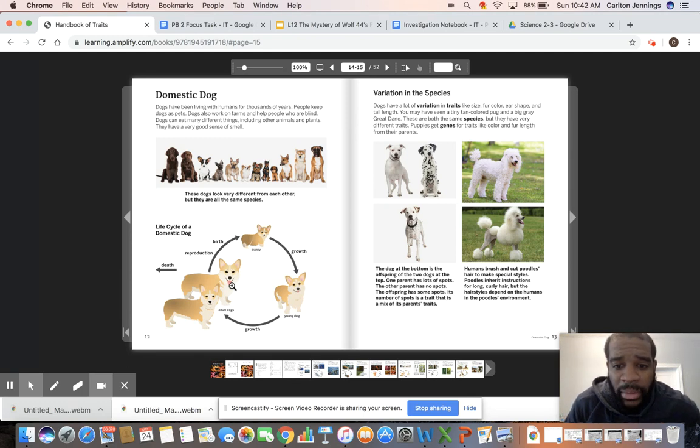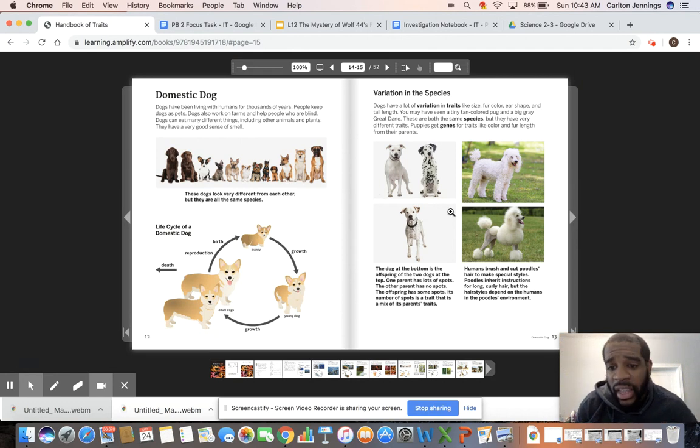The dog at the bottom is the offspring of the two dogs at the top. One parent has lots of spots, the other parent has no spots. The offspring have some spots. Its number of spots is a trait that is a mix of both parents' traits. So we have a dog that has no spots, a dog that has spots, and then the baby dog has a little spots because it took a mixture of no spots and a lot of spots and made it have little spots.